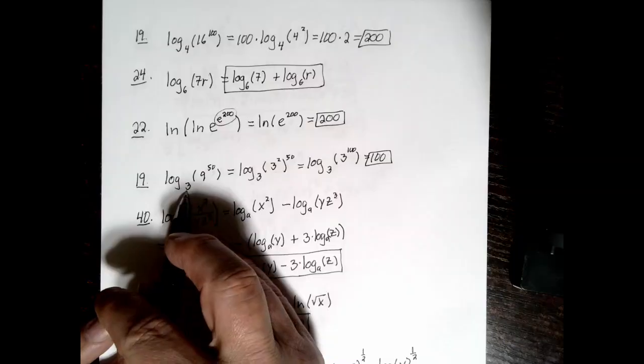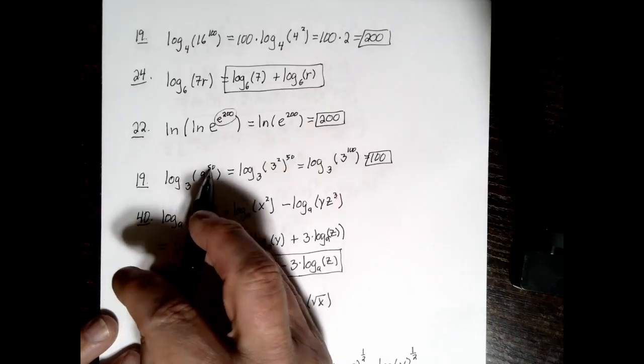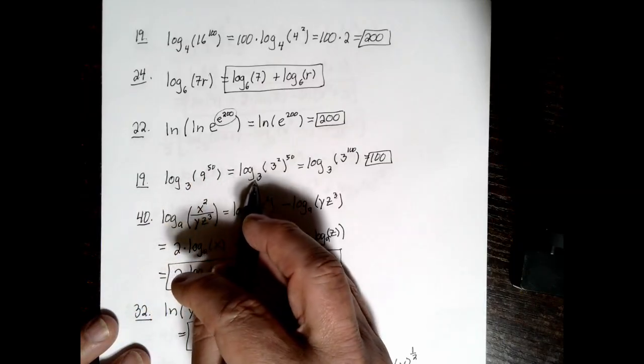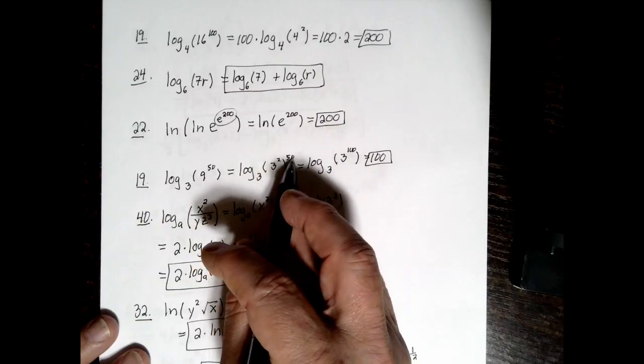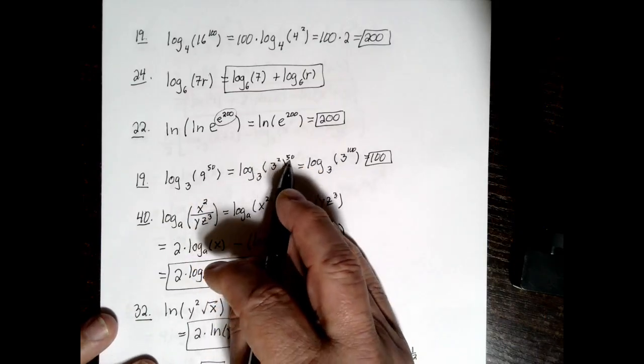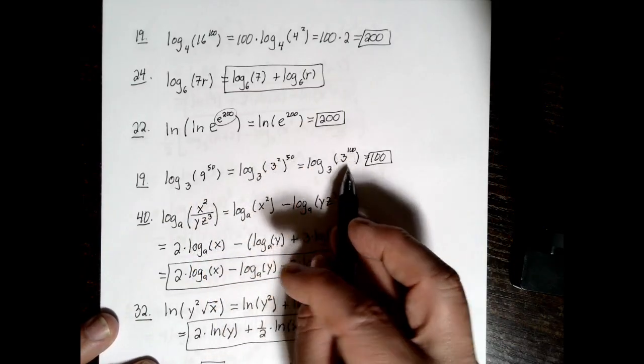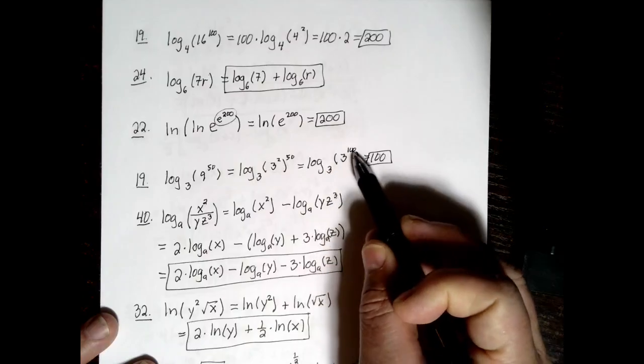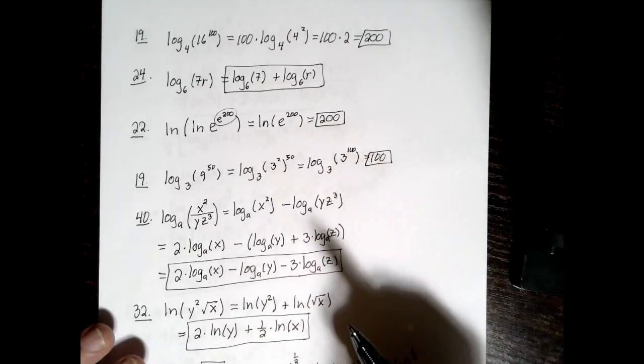ln of log base 3 of 9 to the 50th equals log base 3 of 3 squared to the 50th. And the 2 and the 50 multiply to give you 100. And so now these two match, so your answer is just the exponent.